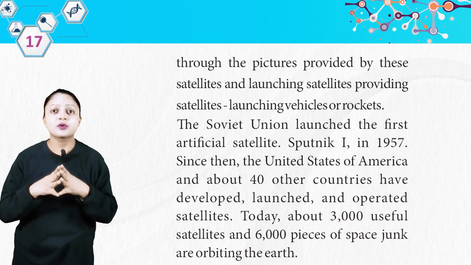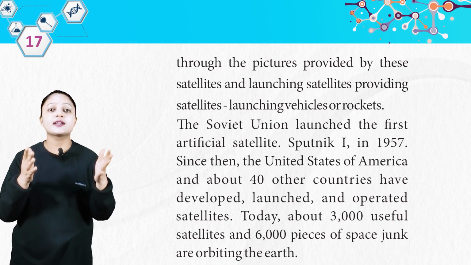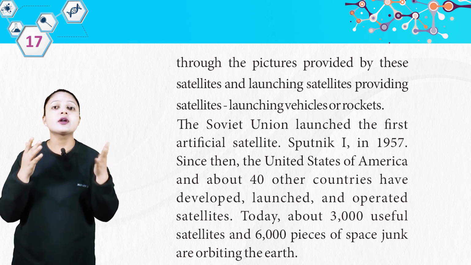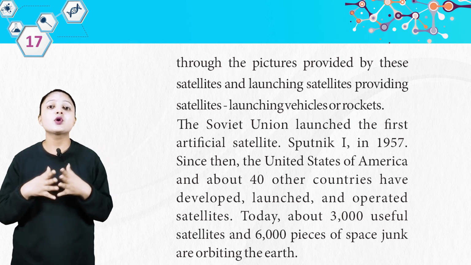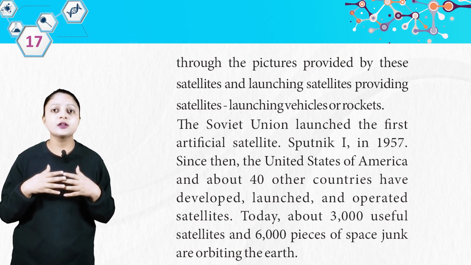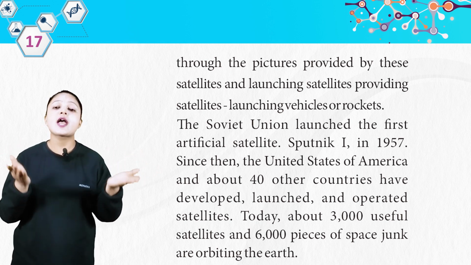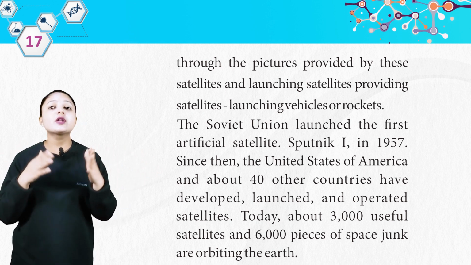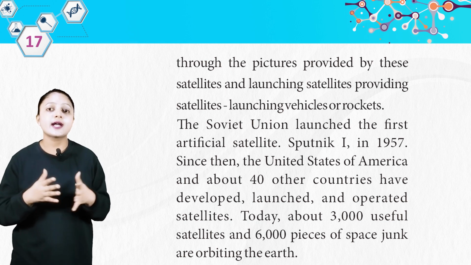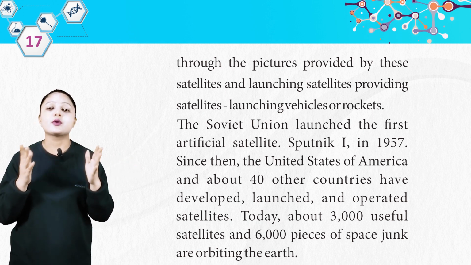Through the pictures provided by these satellites and satellite launching vehicles or rockets. The Soviet Union launched the first artificial satellite, Sputnik 1, in 1957, and about 40 other countries have developed, launched and operated satellites. Today about 3,000 useful satellites and 6,000 pieces of space junk are orbiting around the Earth.